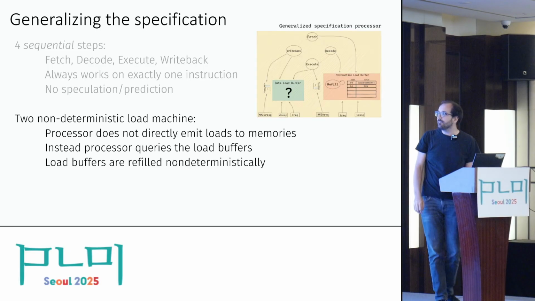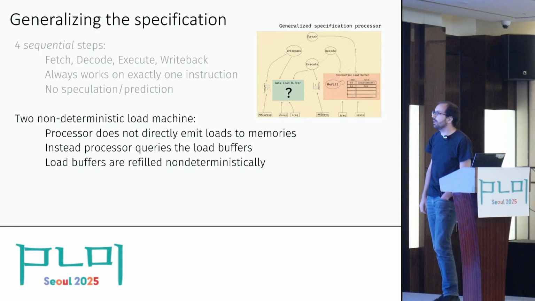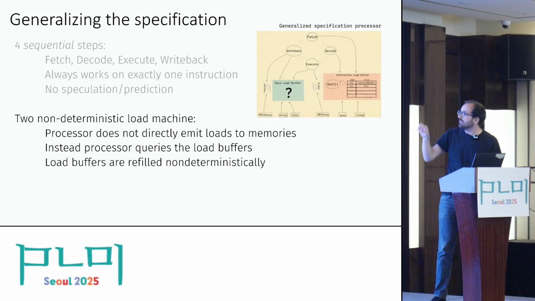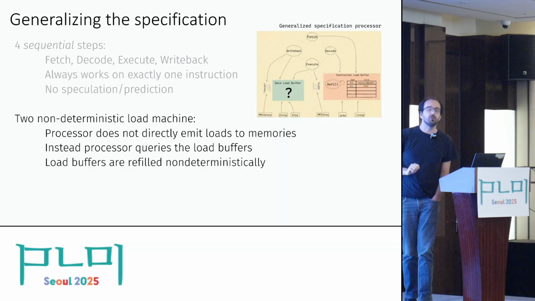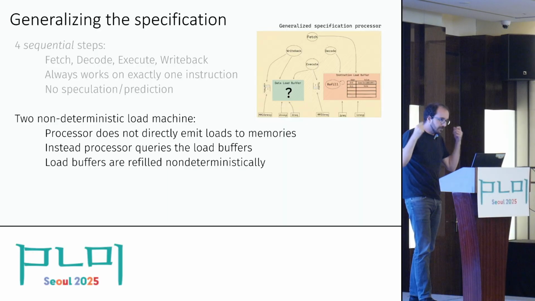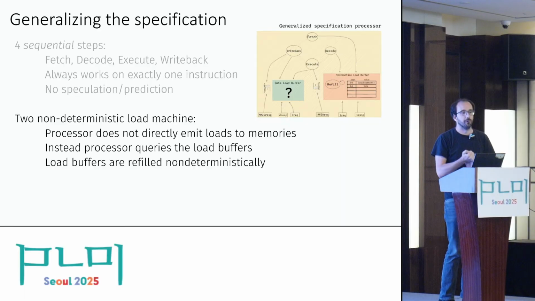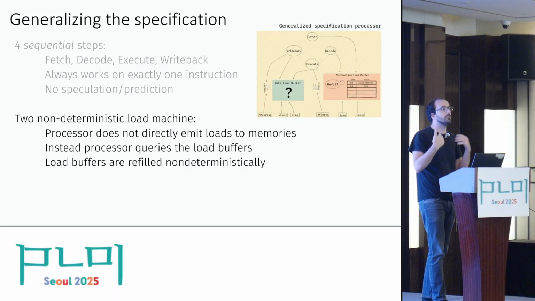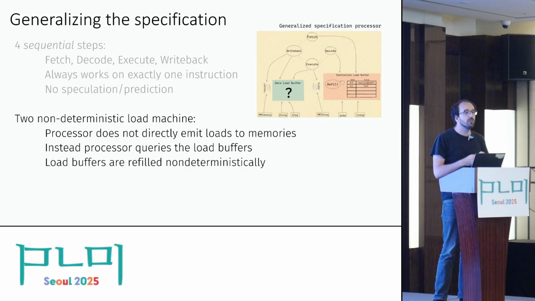And the idea is very simple. The idea is to say we are going to stitch together this sequential four-cycle machine with a non-deterministic load machine. Instead of the processor sending its request directly to memory, it's going to send it to what we call a load buffer. And that load buffer is not just buffering the load, it's also emitting random loads to random addresses at any point in time, non-deterministically.